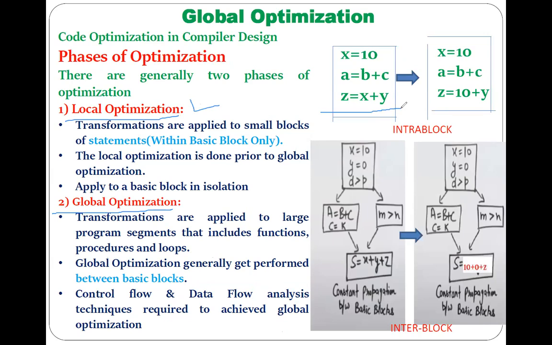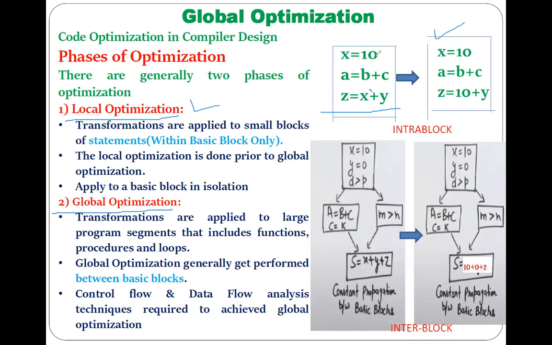For example, this example I told you last time also: x equal to 10, a equal to b plus c, z equal to x plus y. Now here you can see, x equal to 10, a equal to b plus c, instead of writing x, we have just written 10 in the place of x. That is called constant propagation code optimization.